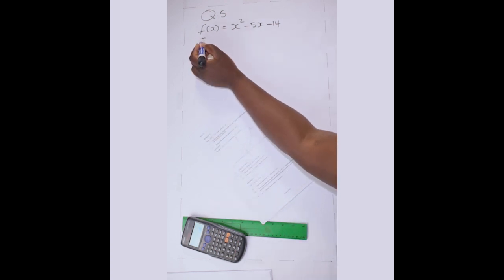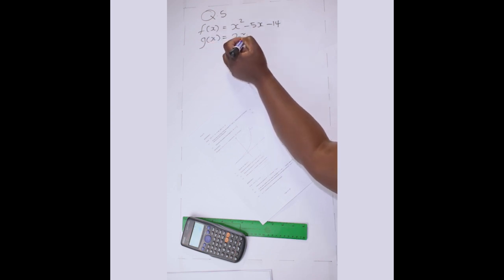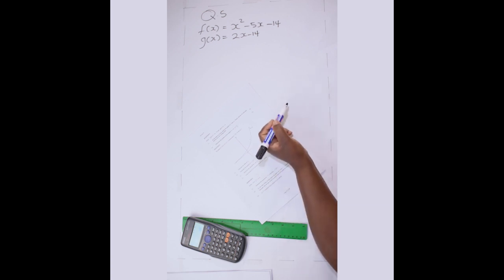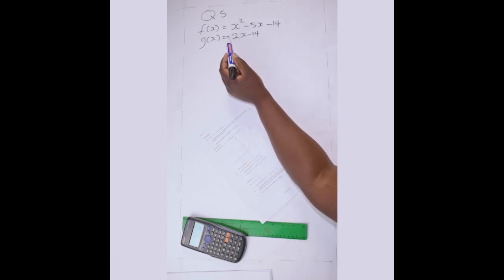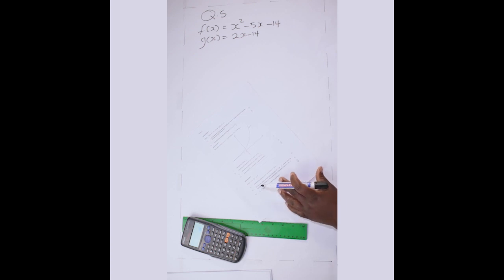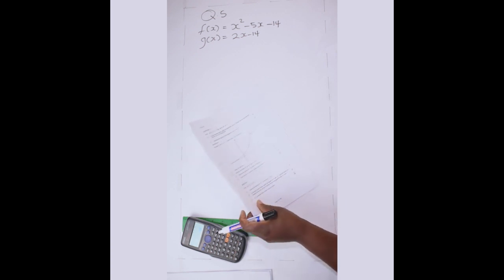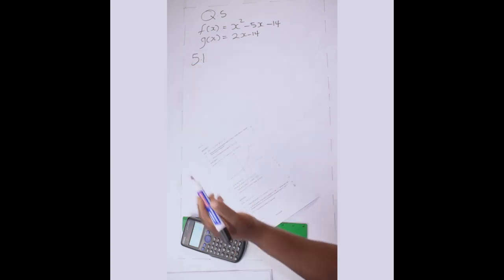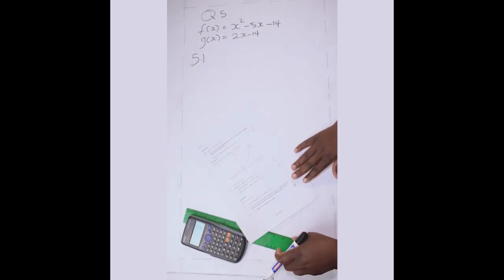Now the next equation is g of x equals 2x minus 14. This is strictly a straight line, and it is a positive straight line that will go from your left to the right and not from your right to the left. Okay, so let's draw them, because in 5.1 they said you must draw them on the same set of x's.